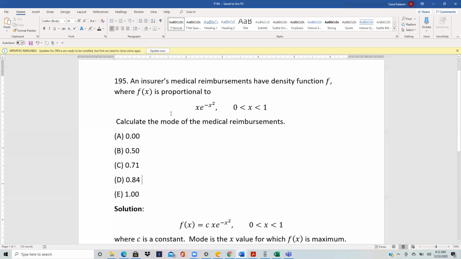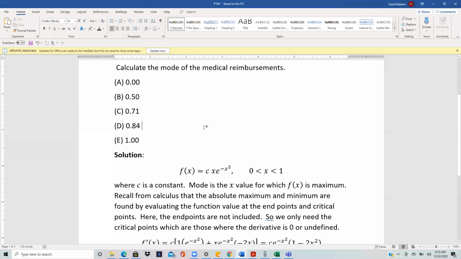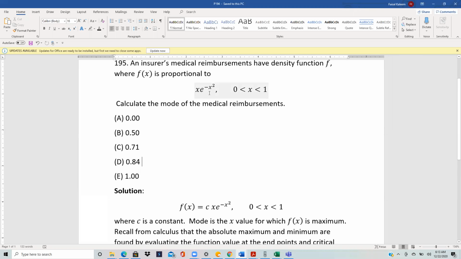And insurers' reimbursements have a PDF proportional to x e to the negative x squared for x between 0 and 1. Calculate the mode. Since it's proportional to x e to the negative x squared, it means it's equal to C x e to the negative x squared, where C is a constant.